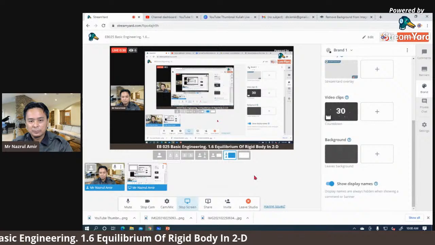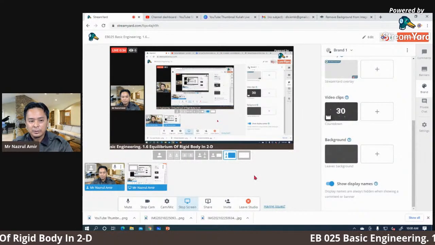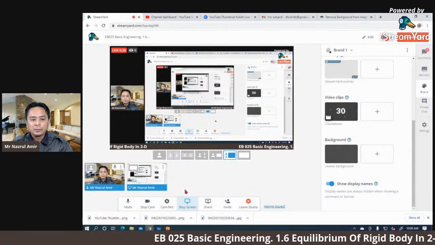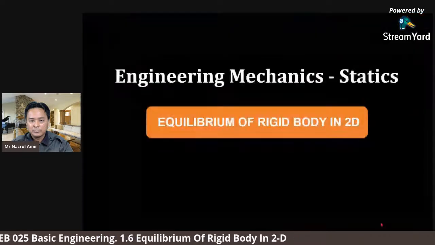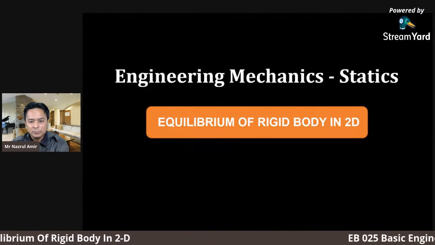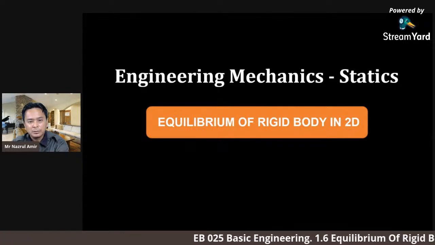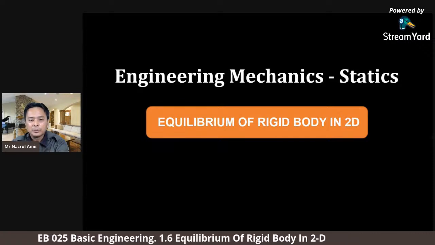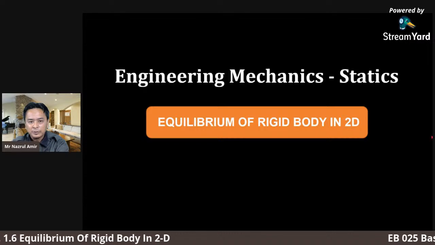Today is my turn to continue with our lecture in basic engineering, engineering mechanics. Today's lecture is about the equilibrium of rigid body in 2D. This is the last part of the engineering mechanics for statics. It's 1.6, the last subtopic for engineering mechanics.